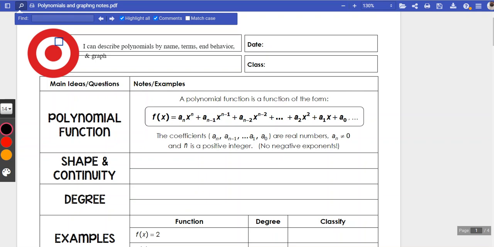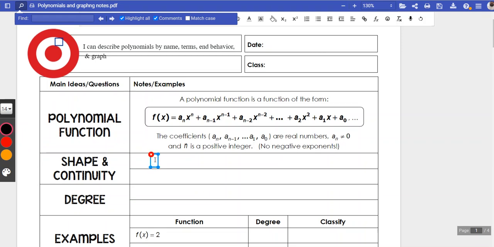A sub n times x to the n plus a sub n minus 1 times x to the n minus 1 all the way down to the a sub 0. That basically is like a function like if you had x cubed minus x squared plus 2x plus 3, something like that. So just a few things. Pretty much shape and continuity.